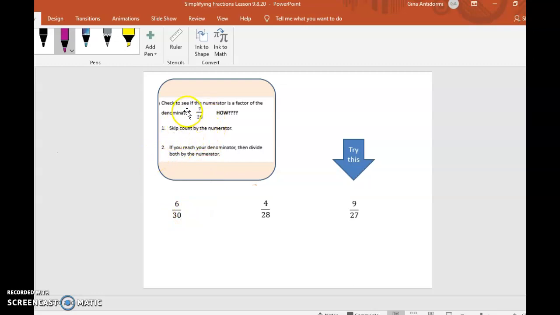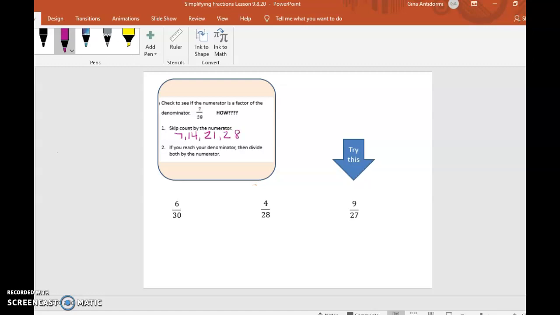So if we skip count by the numerator, some of you may already know this in your head, so you don't have to go through these steps. But if you don't, let's skip count by 7. We'll just keep adding 7. So 7 plus 7 is 14, plus another 7 is 21, plus another 7 is 28.